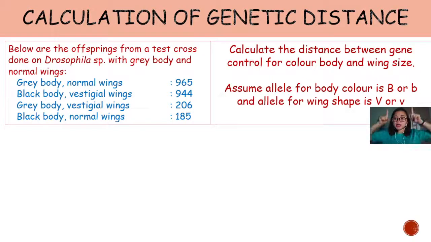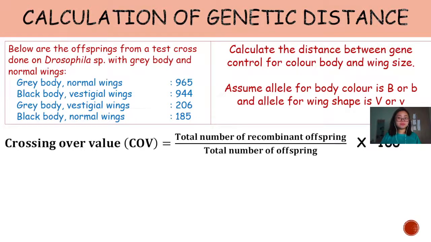Kemudian, soalan minta kamu di atas sini, soalan minta calculate the distance between the gene control for color body and wing size. Ayatnya tunggang terbalik, tapi basically apa yang dia minta, sukat jarak di antara gene yang mengawal warna badan dan size sayap. So, let's assume the allele for body color is big B or small b, and allele for wing shape is big V or small v.